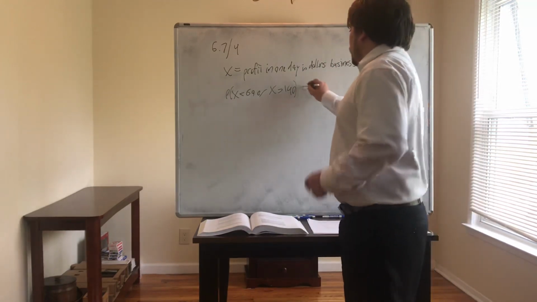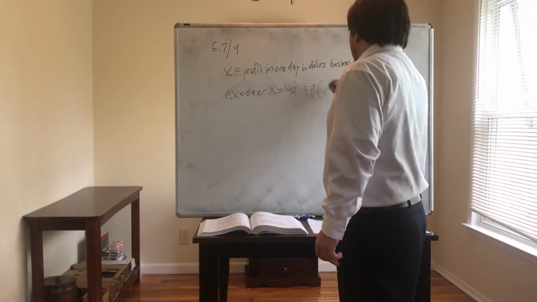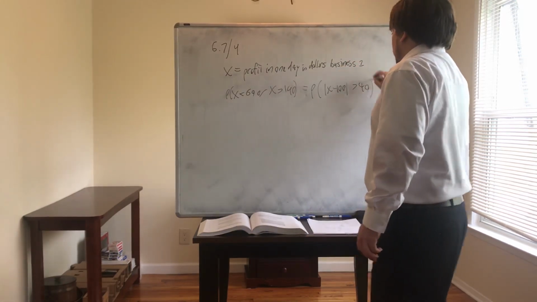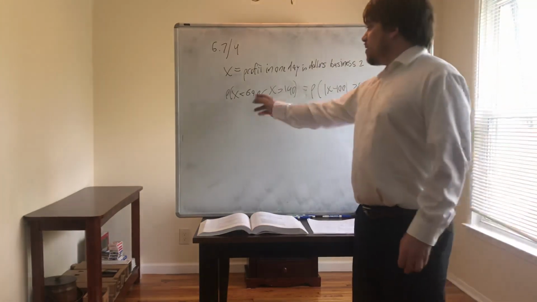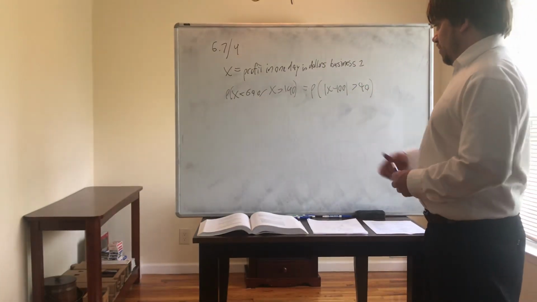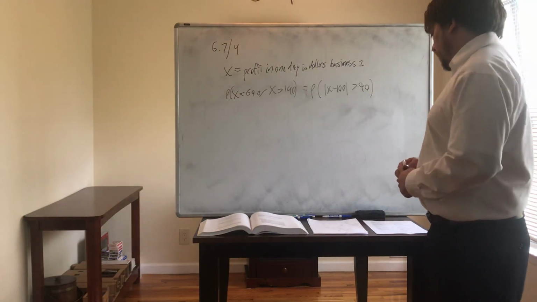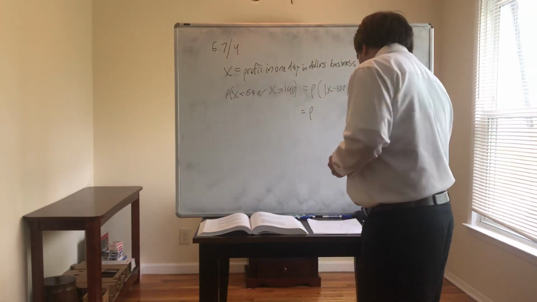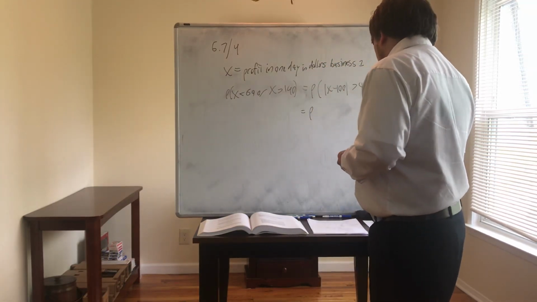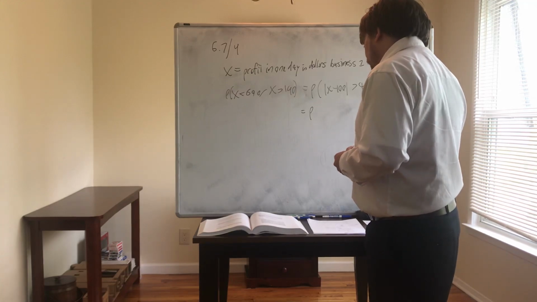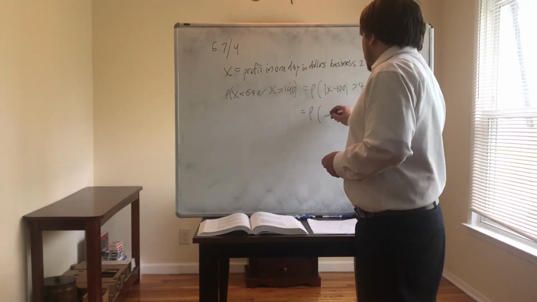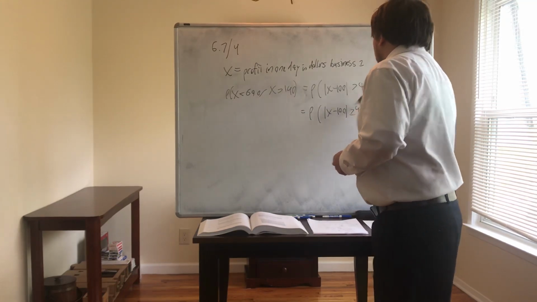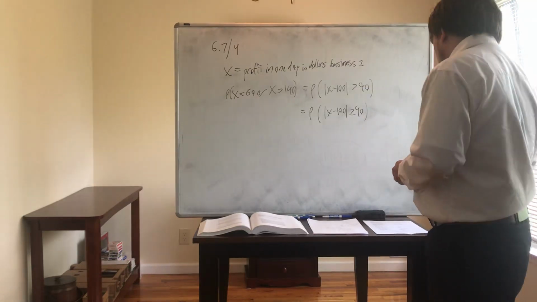Well, this is equal to the probability that the absolute value of X minus 100 is greater than 40. X being less than 60 or greater than 140 means that the absolute value of X minus 100 is greater than 40. And this is a continuous random variable, so I can just say that this is the same as the probability that the absolute value of X minus 100 is greater than or equal to 40. Including the equal sign there won't change anything.